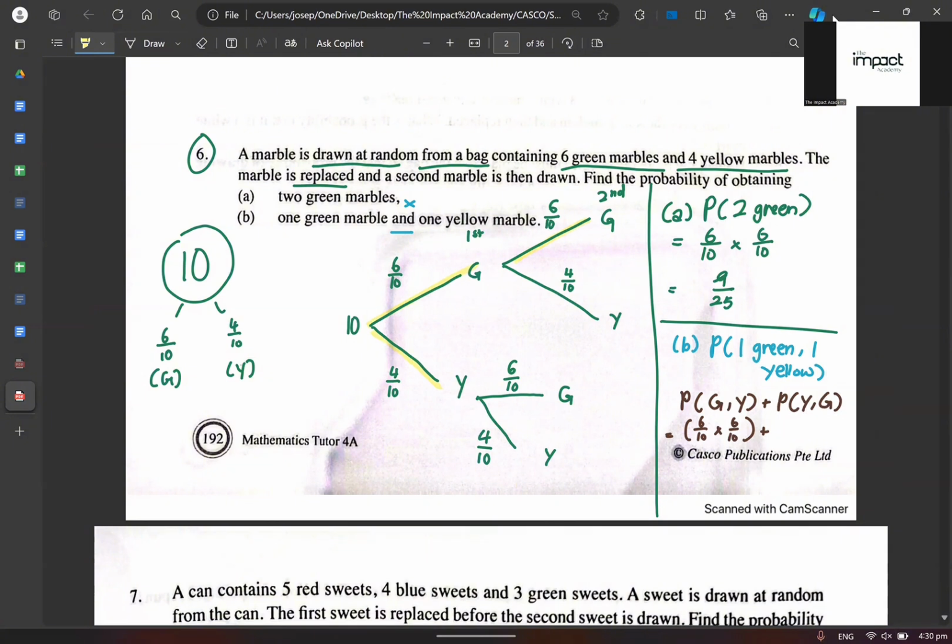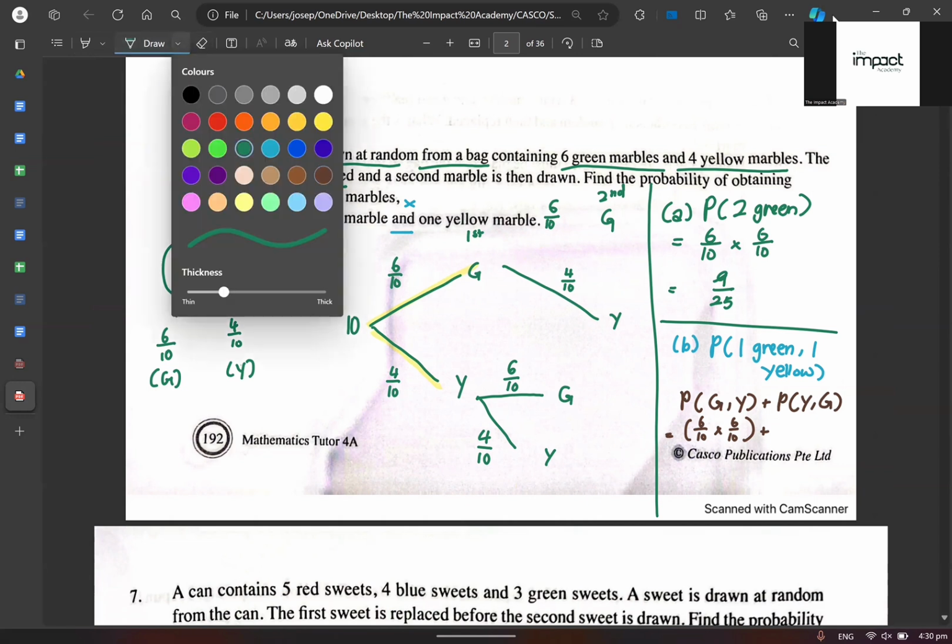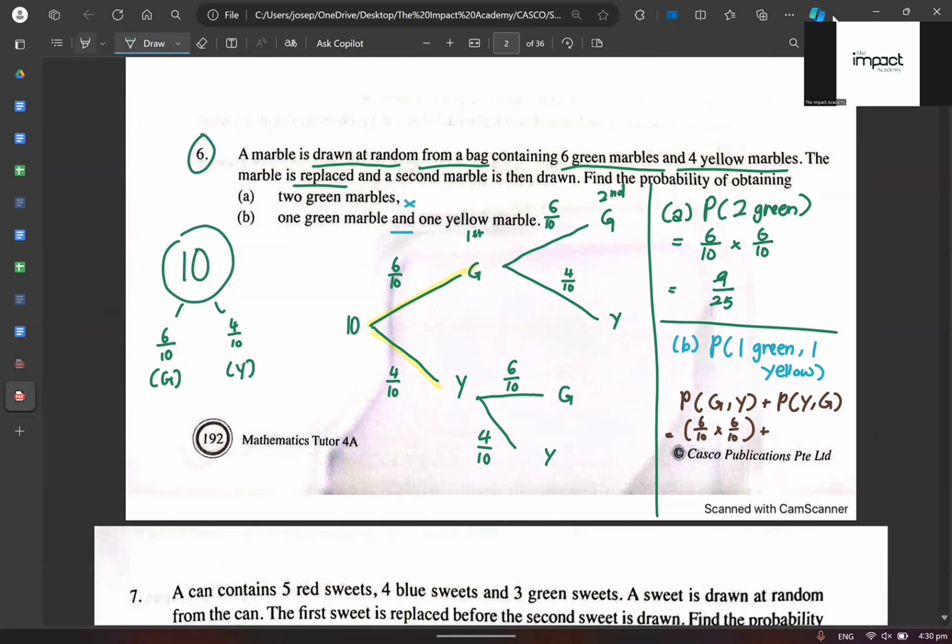Oh, sorry, it's green and yellow. Sorry, I highlighted wrongly. It's my fault. Sorry, give me a while. Let me just change. Okay, that wasn't tricking, that was my mistake. So green and yellow first, right? Green and yellow, and then yellow and green. Correct or not? Okay, green and yellow: 6/10 times 4/10. Agree so far? Then after that, 4/10 times 6/10. Your answer must get you to 12/25.